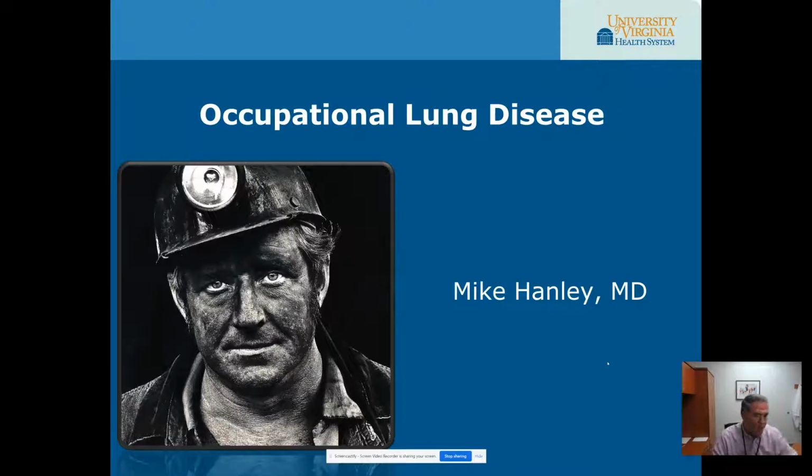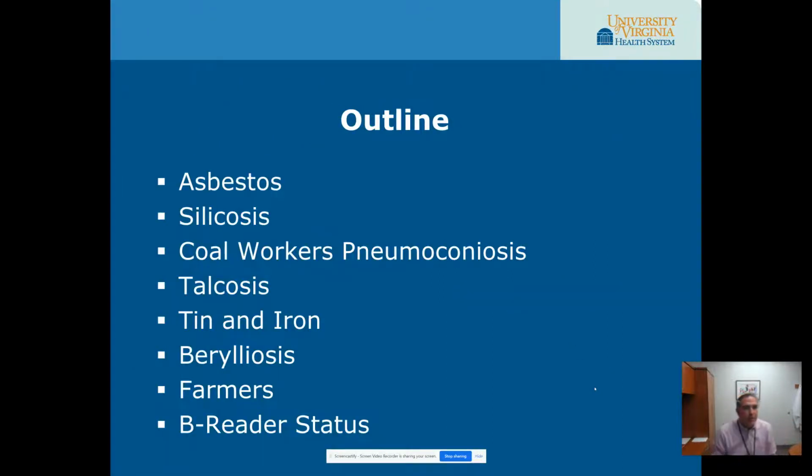Hey everybody, I just want to go through this lecture on occupational lung disease. As an outline, we're going to talk about asbestos, silicosis, coal workers' pneumoconiosis, talcosis, tin and iron exposure, berylliosis, things farmers can get exposed to, and quickly about B reader status.